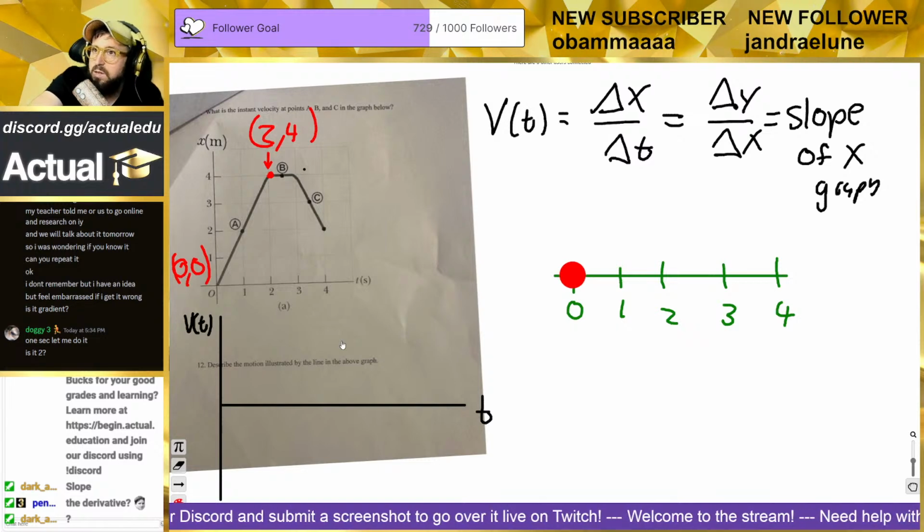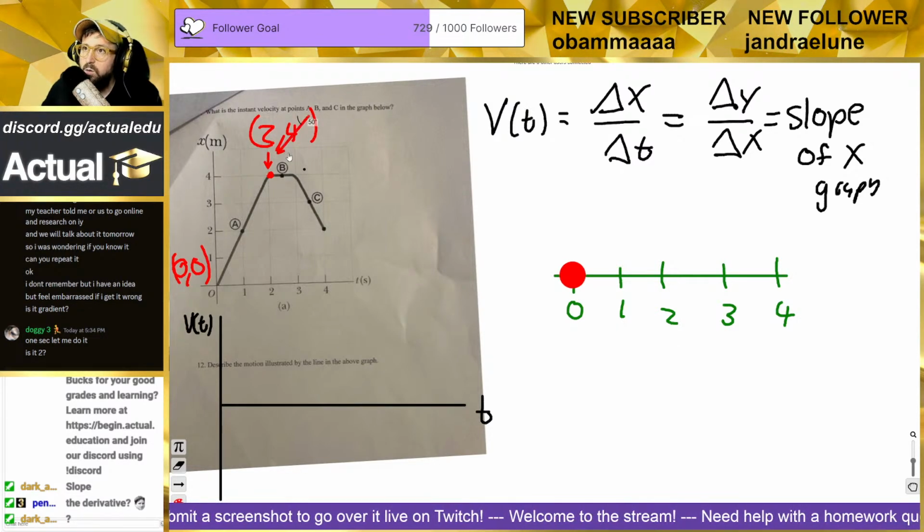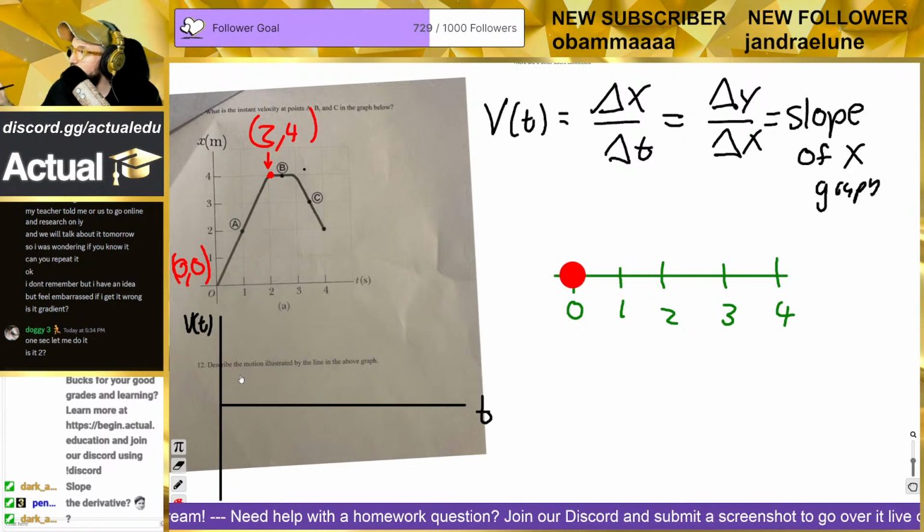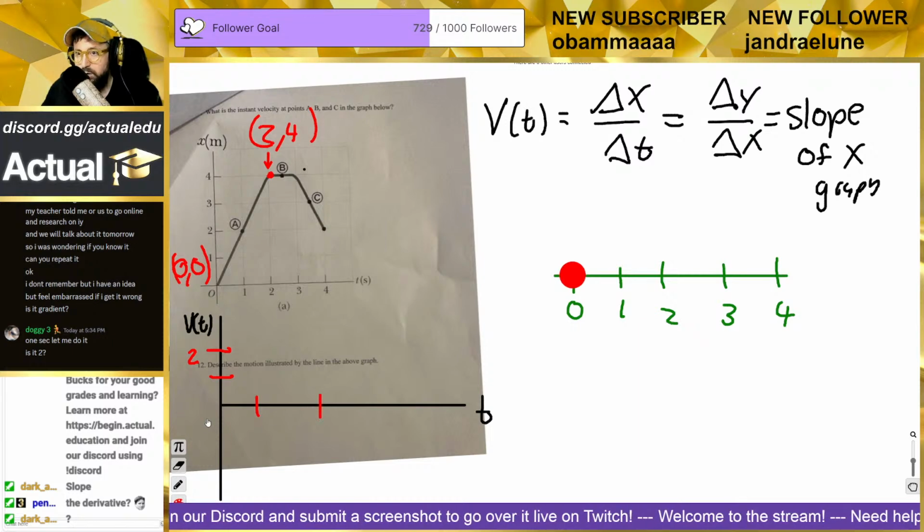Is it 2? Yes. Good. Because what you did is y2 minus y1, that's 4, over x2 minus x1, that's 2. So the slope is 2. And notice that the slope is the same everywhere here. So on my velocity graph, remember velocity is the slope of this. I'm going to go up here to 2, and put a straight line from 0 to 2 in terms of time. So this is 1, this is 2. This is the velocity. The velocity from 0 seconds to 2 seconds is a constant 2.